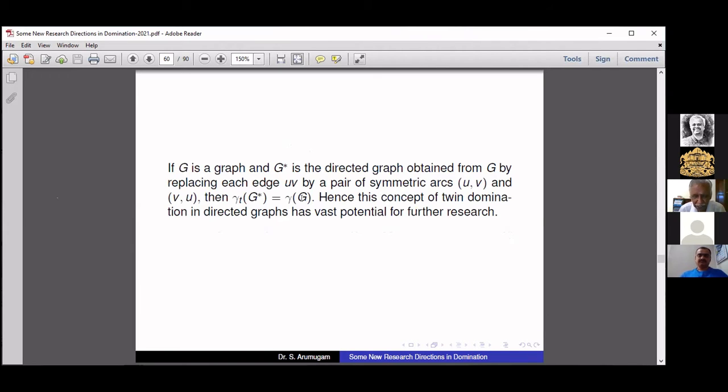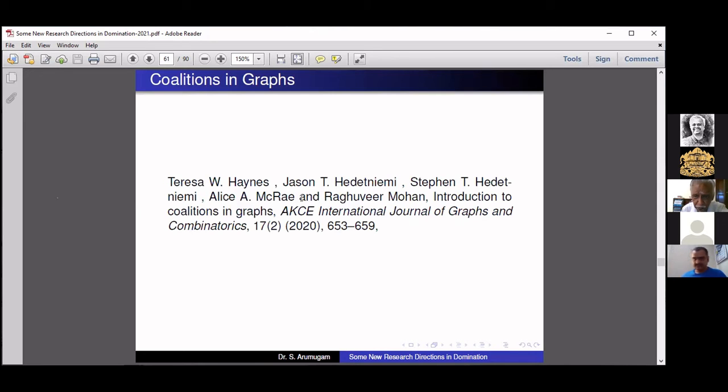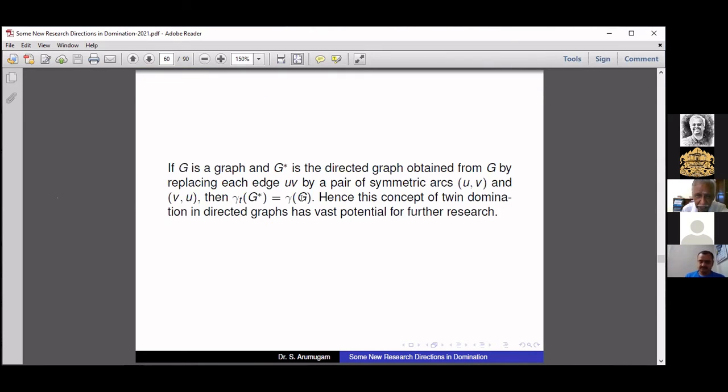So this is one full research area which I strongly recommend for a new person to enter into the theory. Not much published work is there. Even fundamental research will be good. You can take a theorem in domination and try to see how to generalize it for the directed graph case. That's how the whole thing will go.